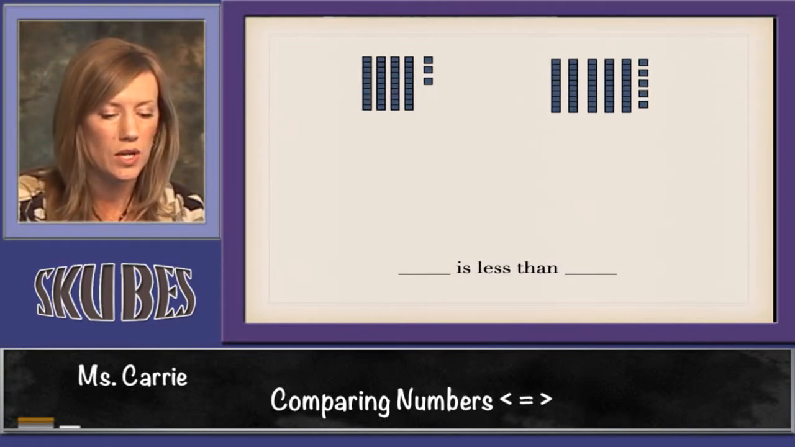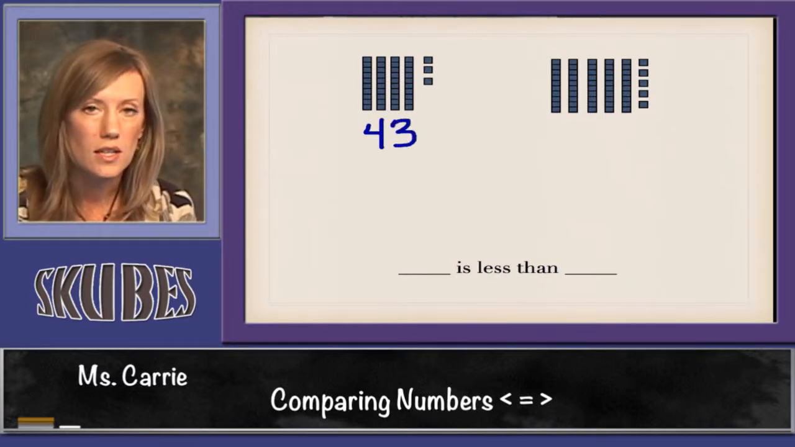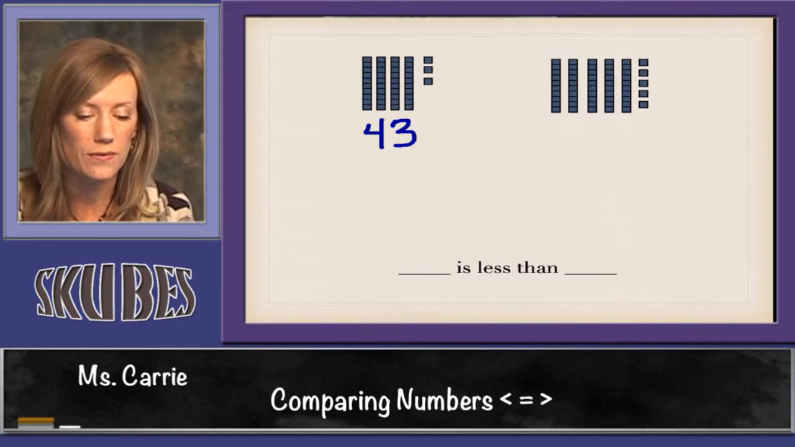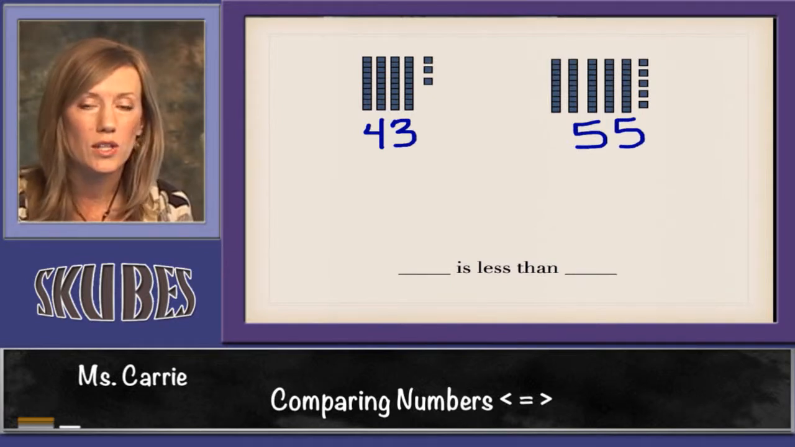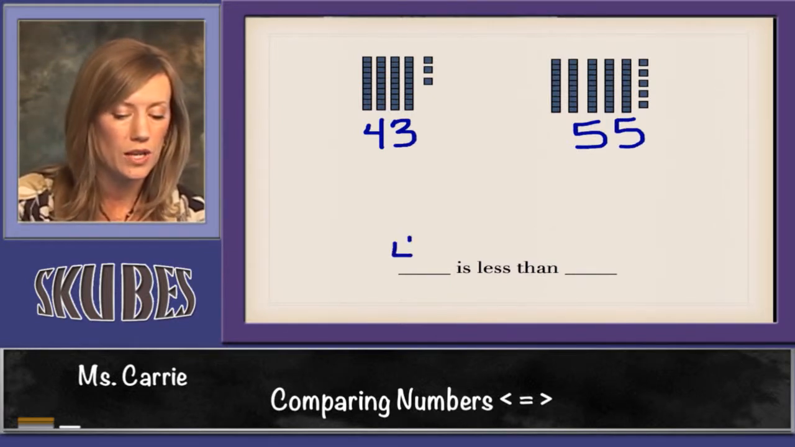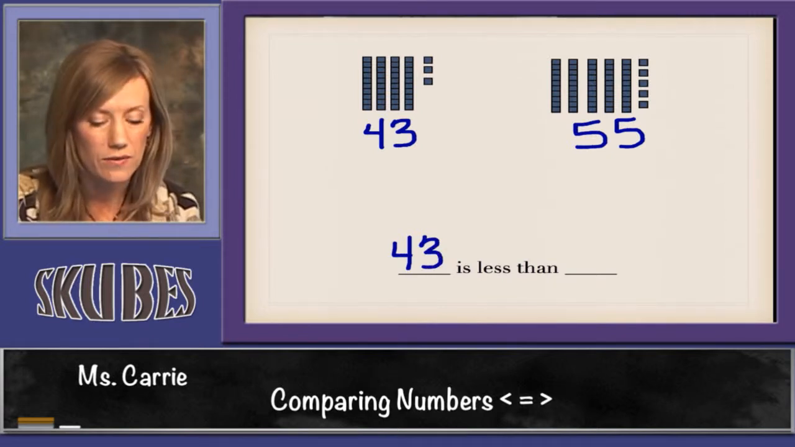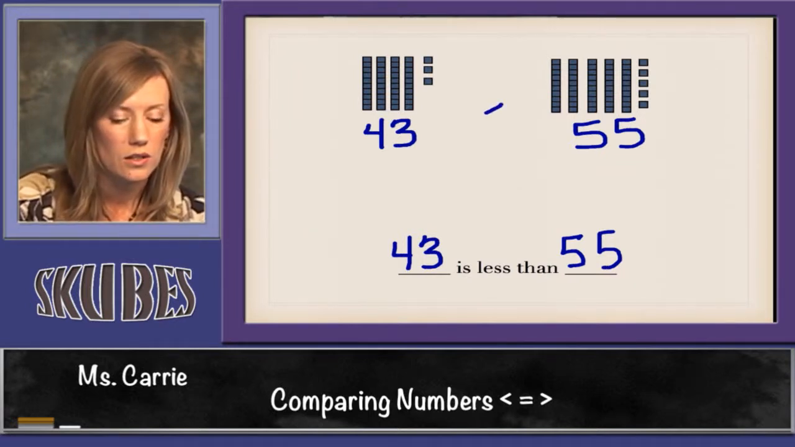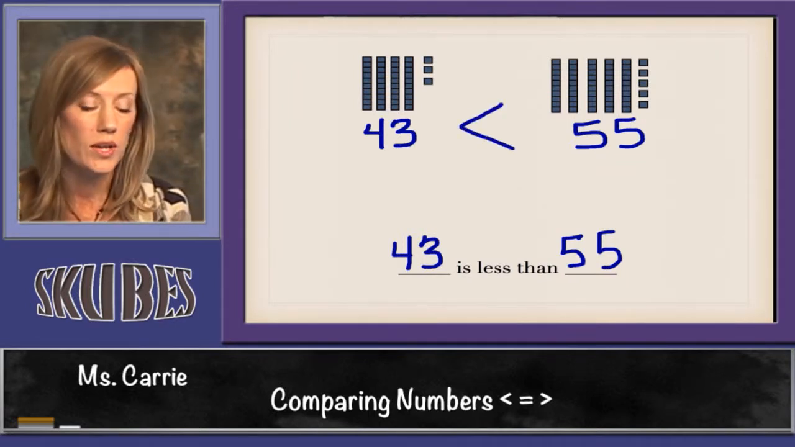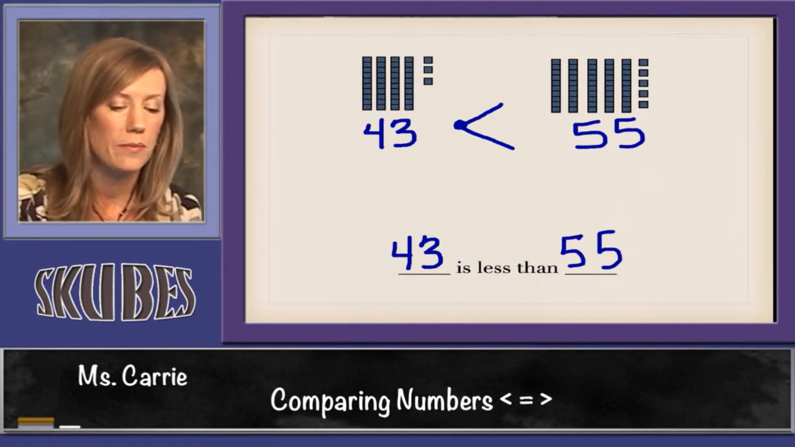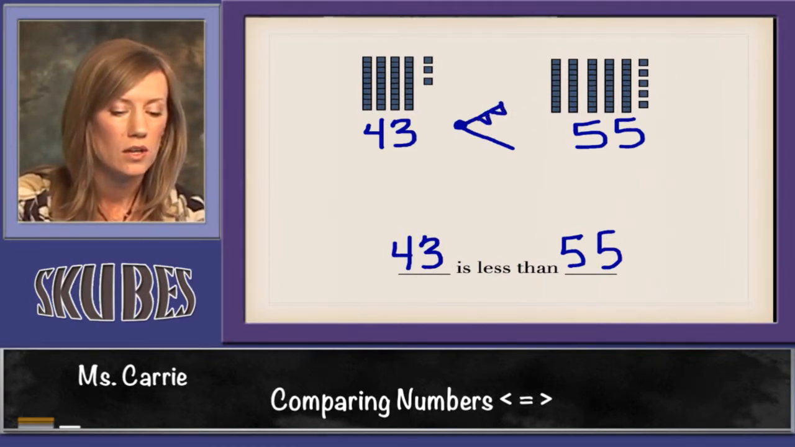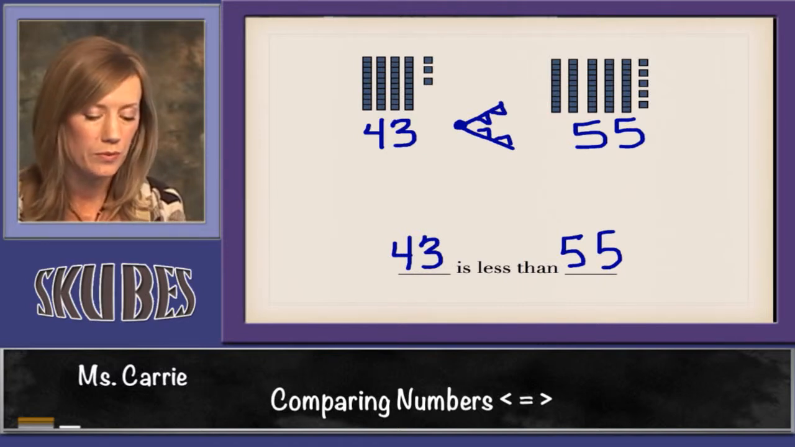Over here we have 10, 20, 30, 40, 41, 42, 43. And on this side, we have 10, 20, 30, 40, 50, 51, 52, 53, 54, 55. Well, when we compare these two numbers, we see that 43 is less than 55. It's a smaller number. That sign looks like this. The point always points, and by the point, I mean this little area right here, always points to the smaller number. And remember, the mouth is always facing toward that bigger number.